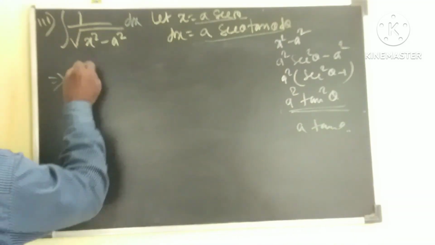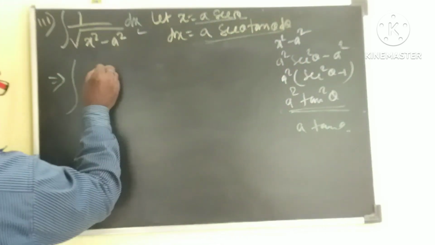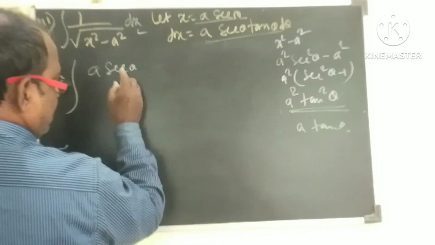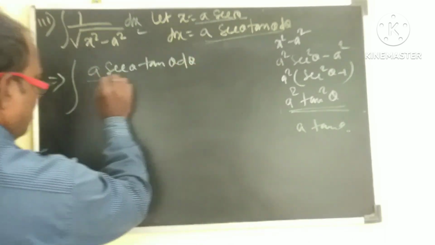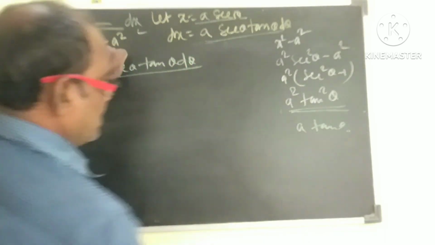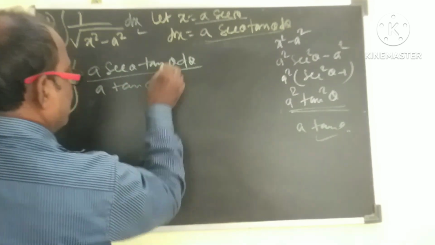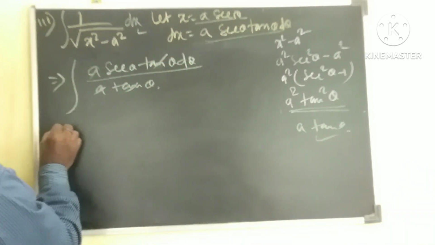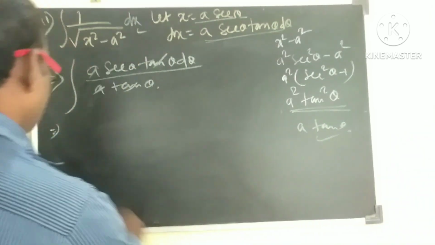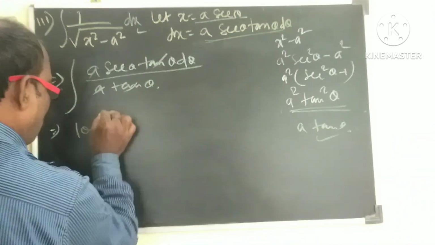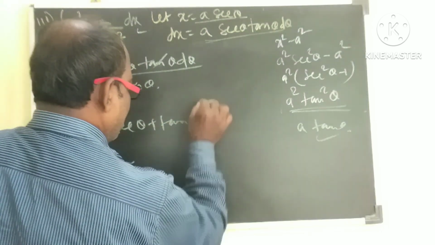So considering this, instead of dx we can write a secant theta tan theta d theta, whole divided by this, which can be written as a tan theta. So we are getting cancelled off. So finally we are getting integration of secant theta d theta. We already know that one. The answer is log of secant theta plus tan theta.